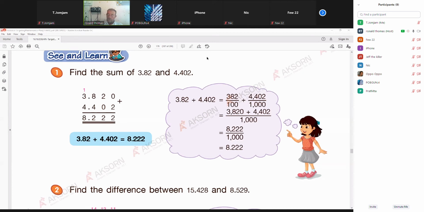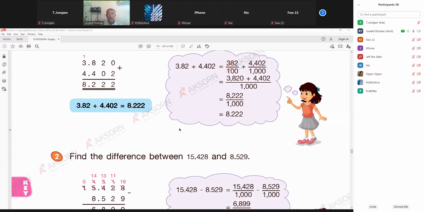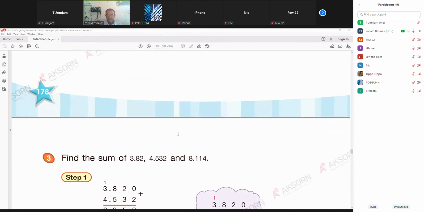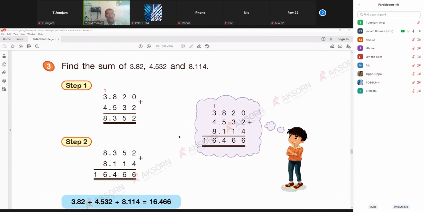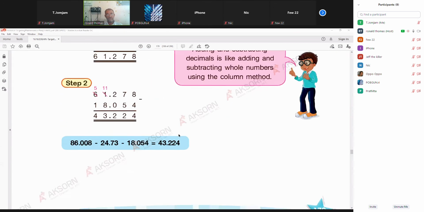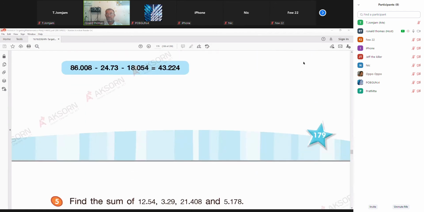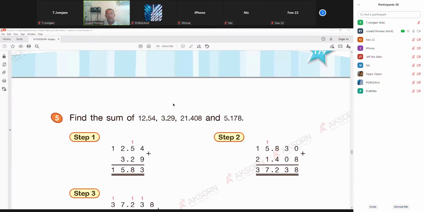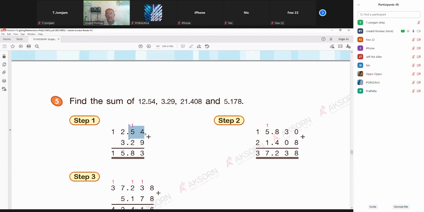Okay, page 180, please. This is very easy for you guys. Two decimal points, 2 decimal places in your answer. 3 decimal places in your numbers. There will be 3 decimal places in your answer.